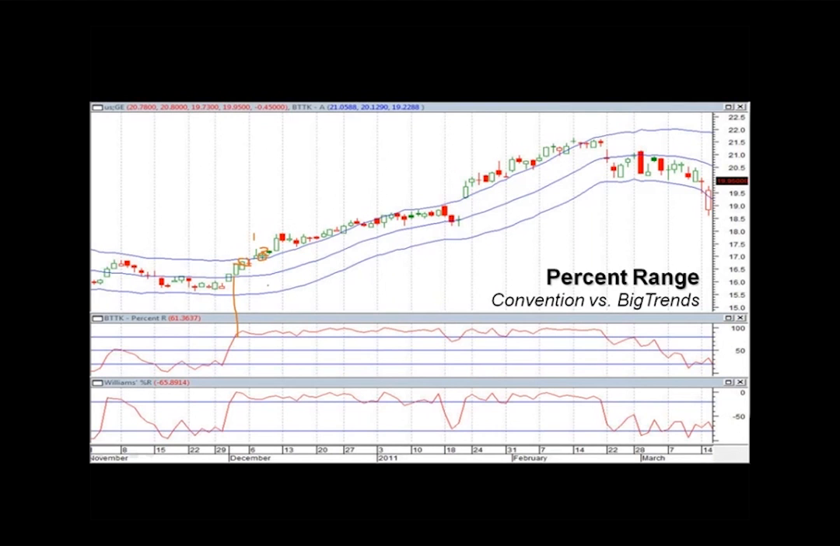Usually percent R will signal first. The acceleration bands, I've noticed, will tend to confirm it. So you could also use this as a way to start building a position, then adding to it as these other indicators confirm it.